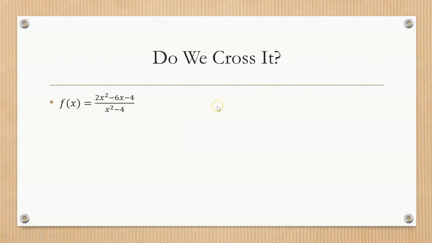But if you don't like the mnemonic, because it's a little dumb, you can just make an end behavior model real quick. In this case, of these three terms, the 2x squared is the most dominant term. And of these two terms, the x squared is the most dominant term. So for very large values of x, this function and this function are approximately the same thing, right? 2x squared over x squared and this whole mess are approximately the same. So they behave similarly for very large and very small values of x.